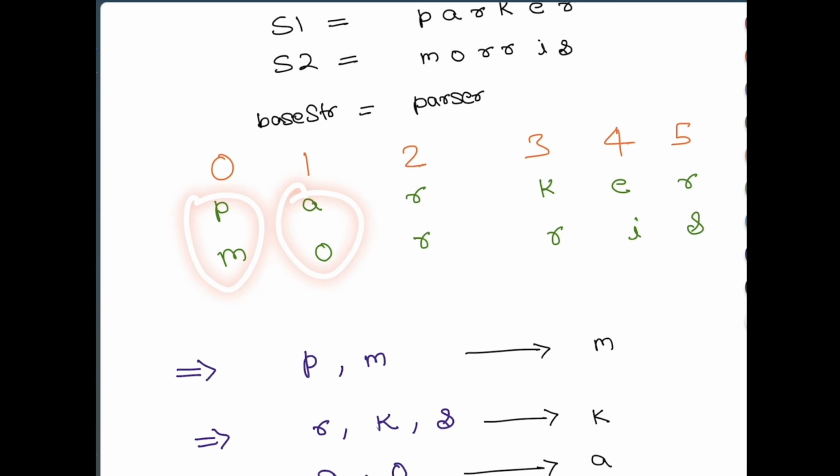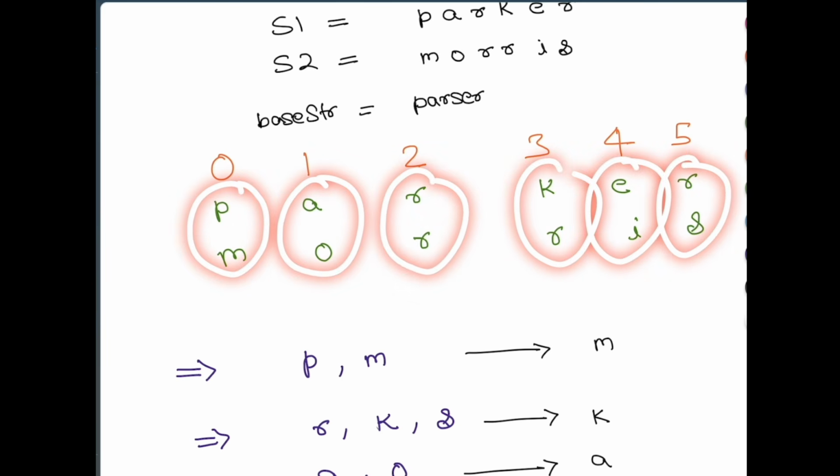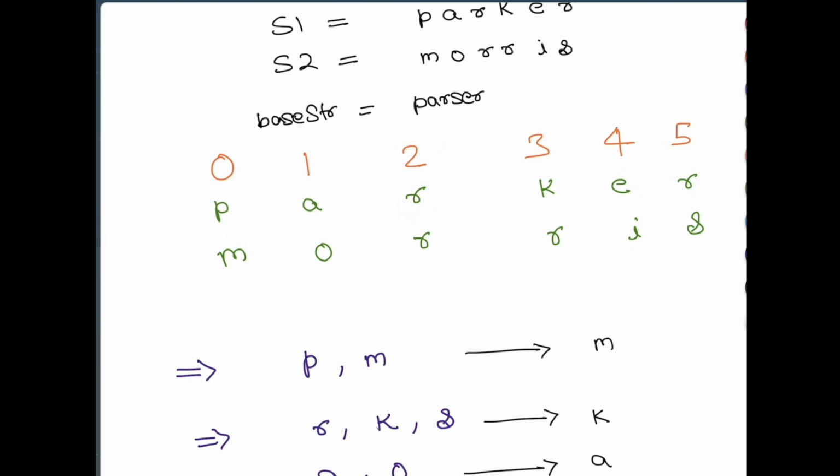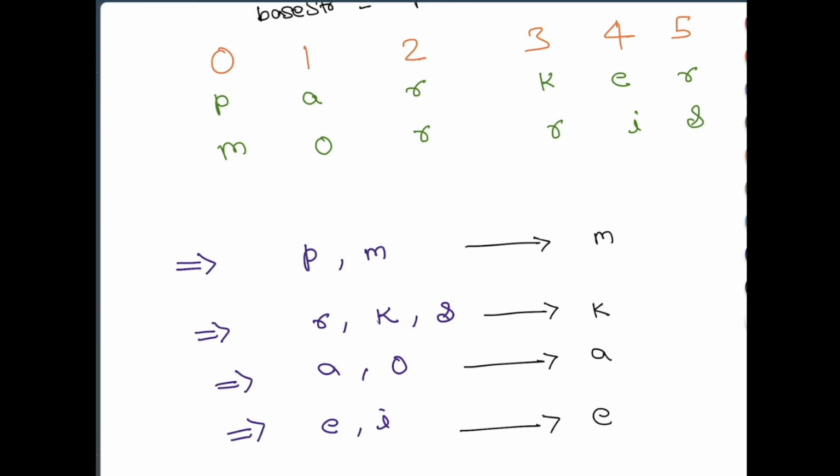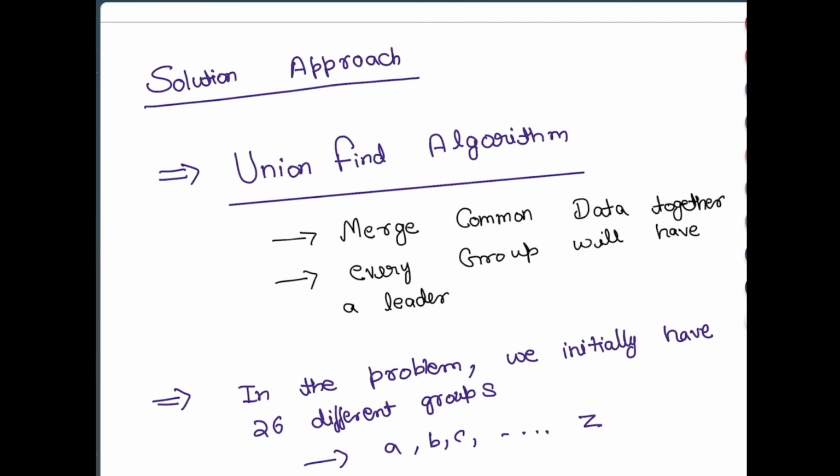Let us see the example. This is the example, right? We have E and M, A and O, R and R, K and R, E and I, R and S. What we can do is we can merge the common data. P and M are the common data, right? They are in this common group. So these are the common data. These are the common data. Basically, the common group. So what we need to do is we need to form common groups out of it, right? And now for each group, there is an output which we can call the leader. And that's what this particular union find algorithm does. It can merge your common data and it can also find a leader in every group, right? Now let us see how we can apply this particular algorithm to solve this particular problem.